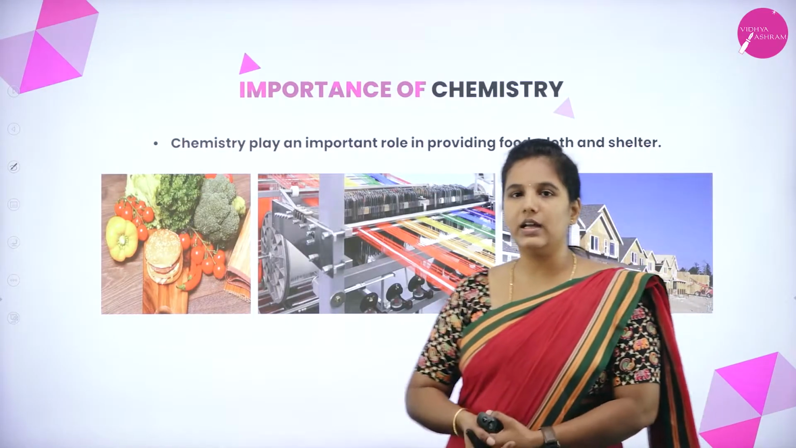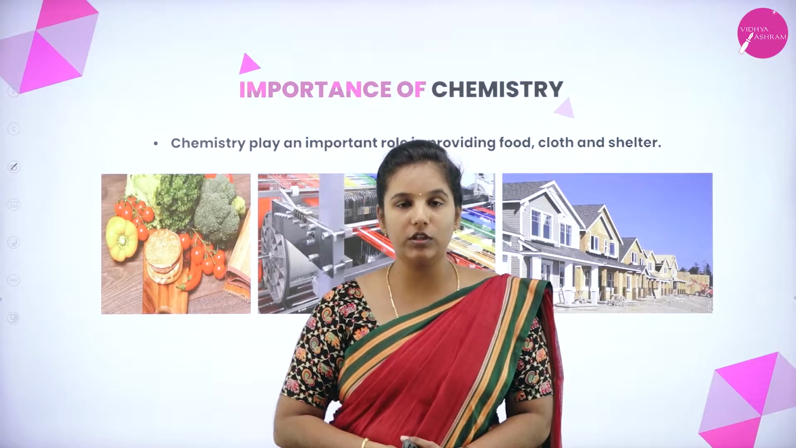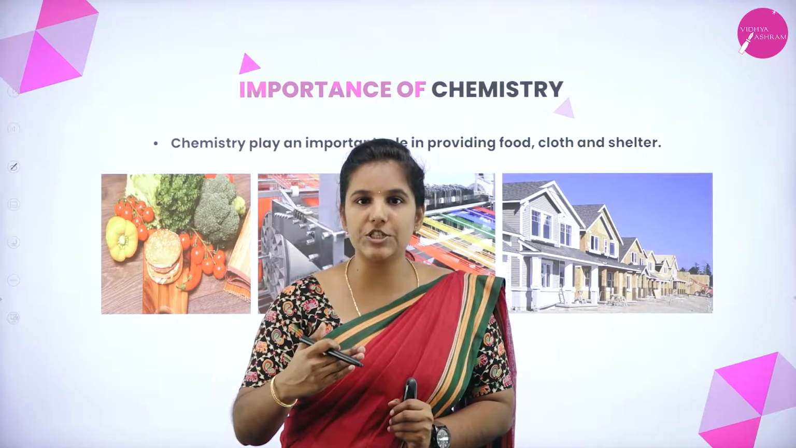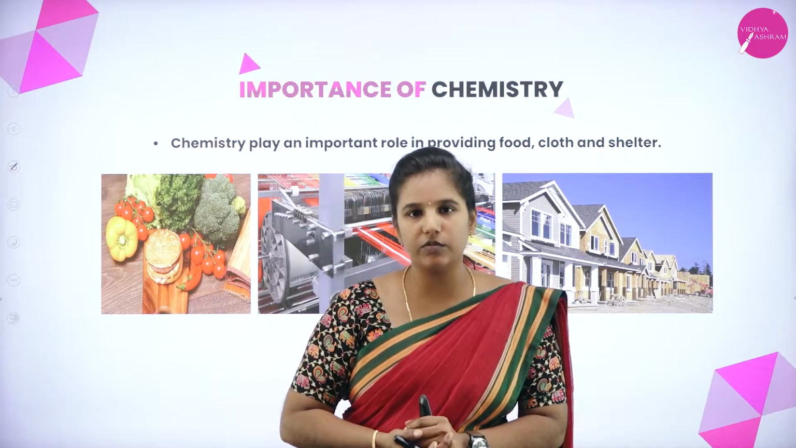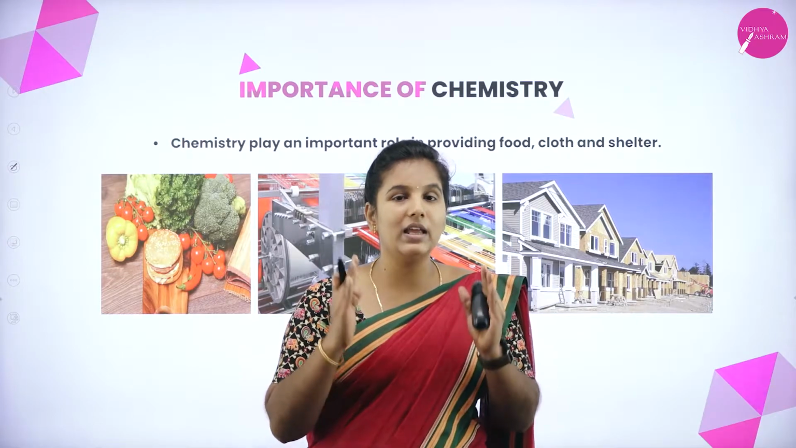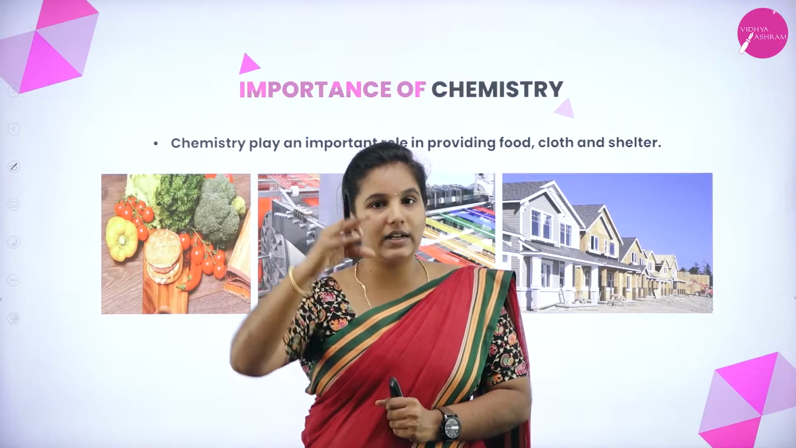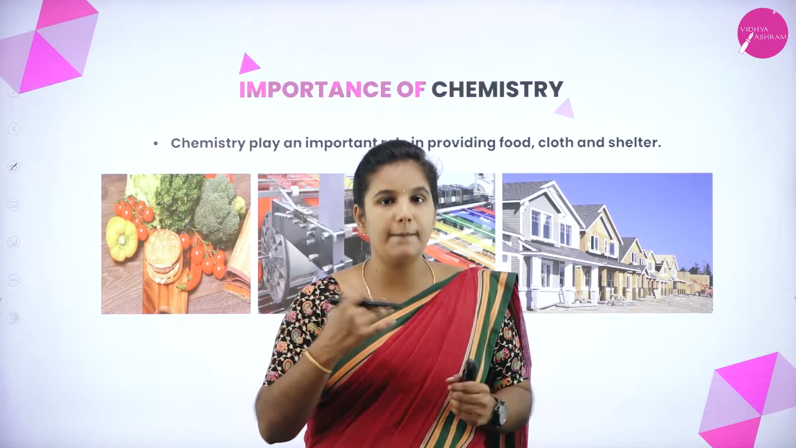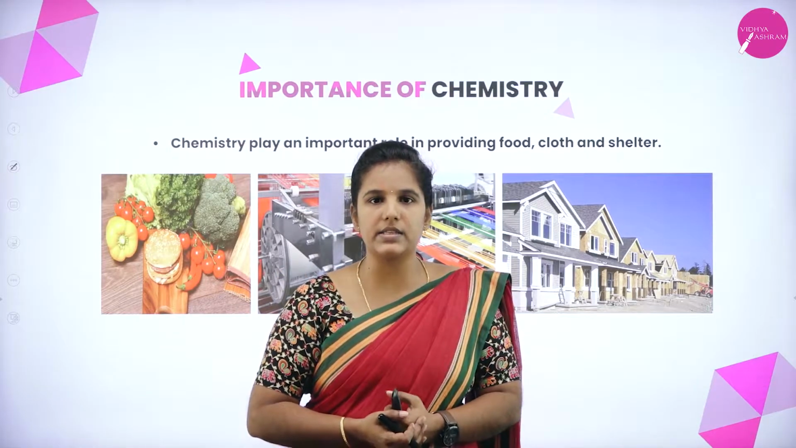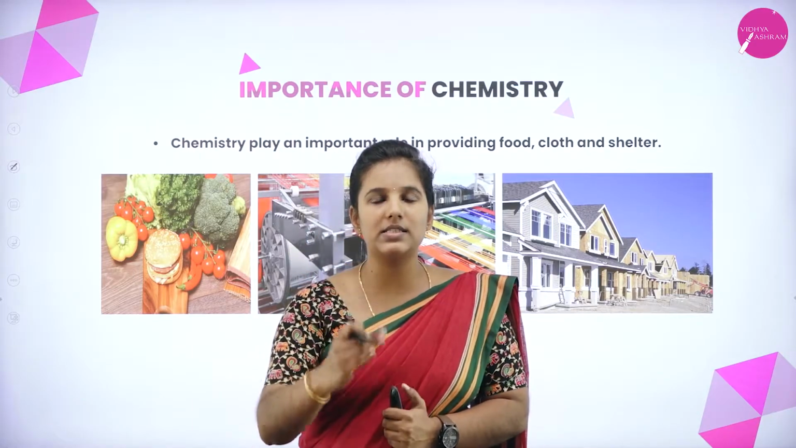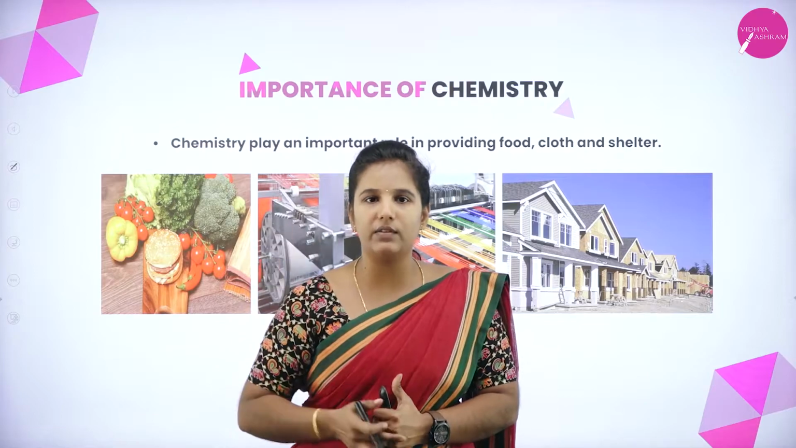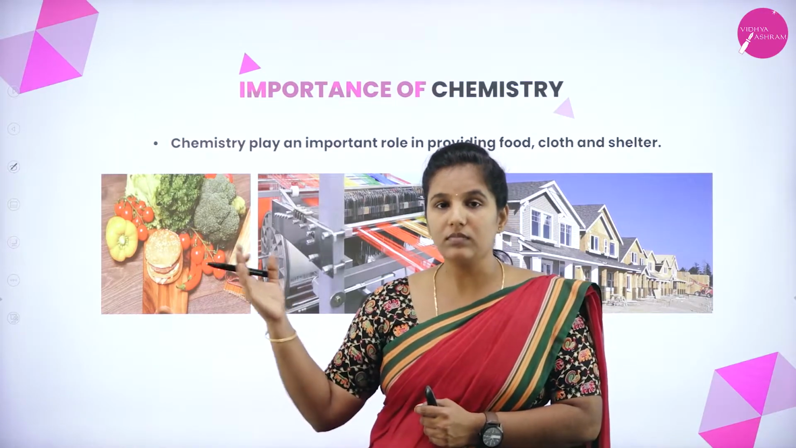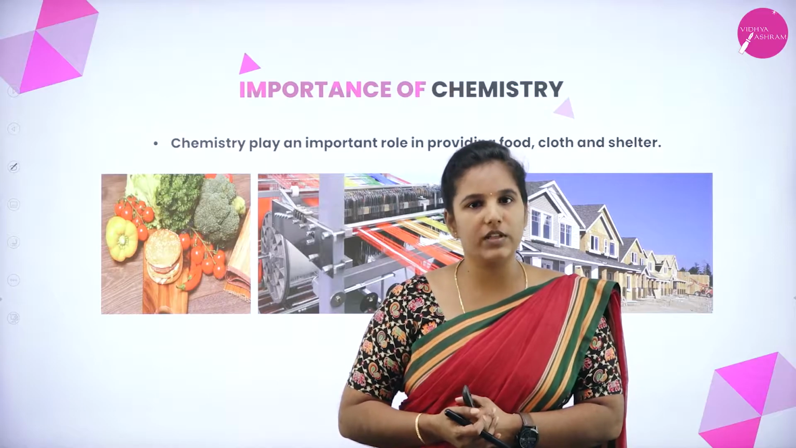Now let us move on to the importance of chemistry. Before that, we must know that chemistry is the branch of science that deals with the composition, structure and the properties of the matter. And also chemistry is one of the central sciences that links with the other branches of science, which may be physics, biology, or mathematics. That is why chemistry is known as a central branch of science, and it links with the other branches of science also.